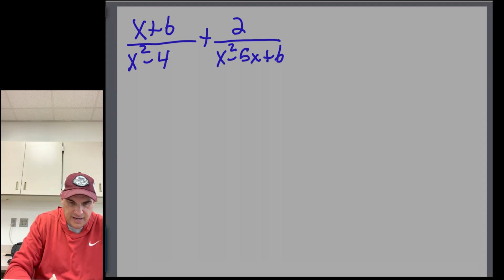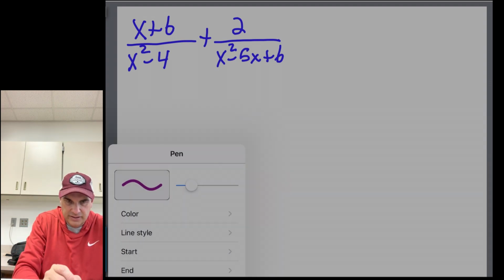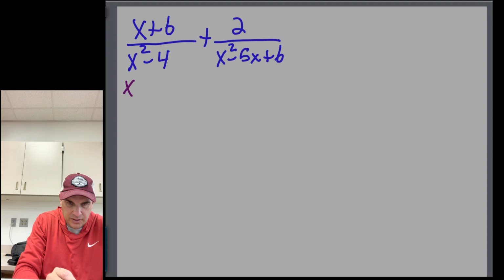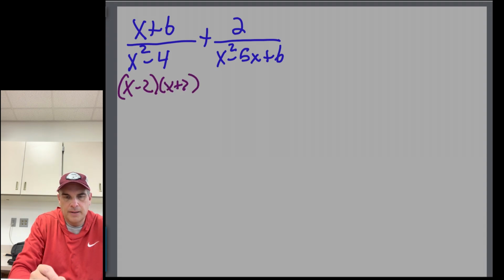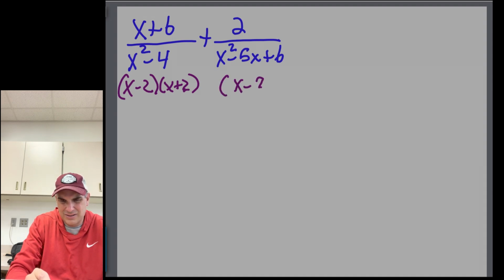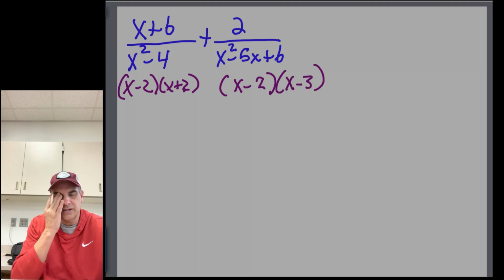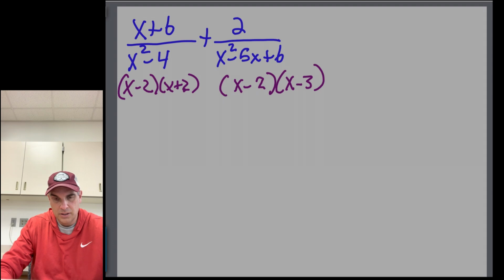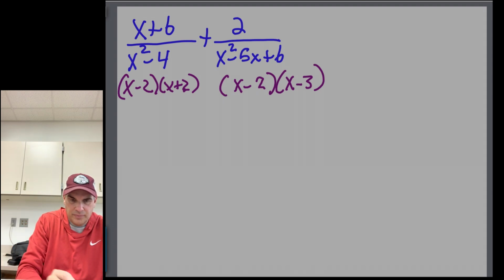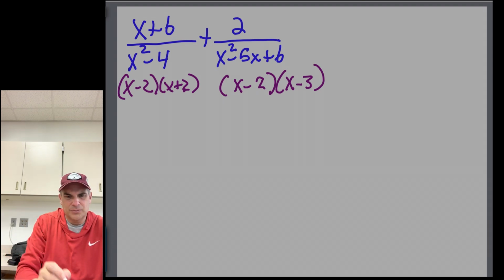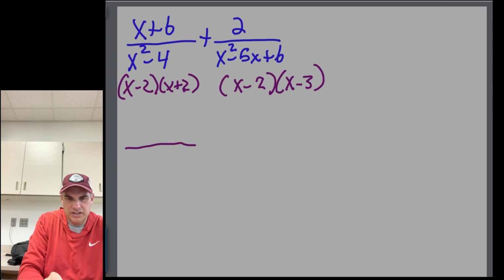All right, so we're going to factor. So change colors here. Let's go ahead and factor x squared minus 4, difference of squares: x minus 2, x plus 2. Factor this one: x minus 2 and x minus 3, a minus and a minus. Make sure you double check these when you do them. That looks good. Okay, so I'm not going to list the least common multiple this time. I'm going to go ahead and just write out what we have.